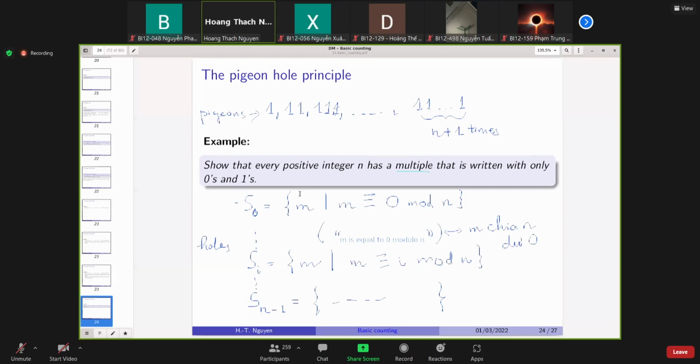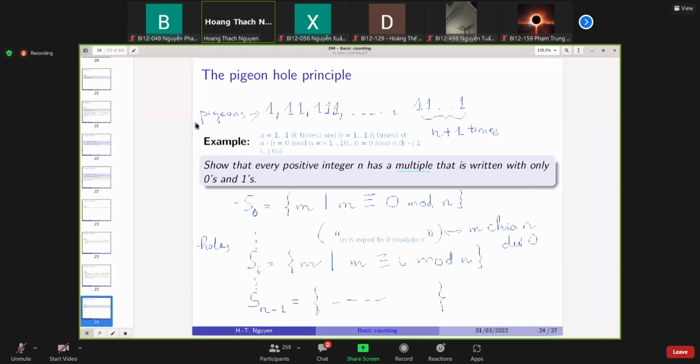So a minus b will be equal to, so here how many do we have? k minus j ones and we have j zeros. So this number should be equal to 0 modulo n. That means that this number is a multiple of n written with only zeros and ones.